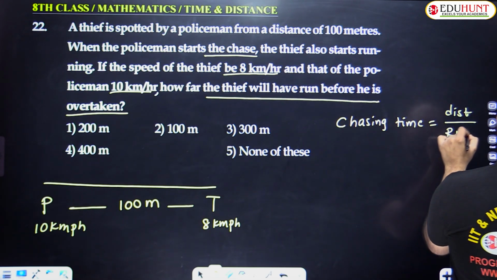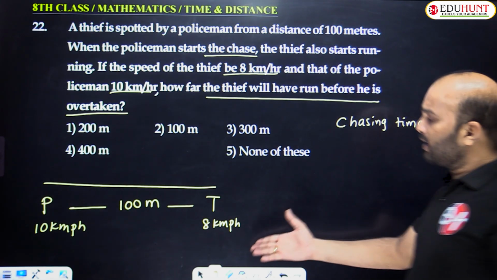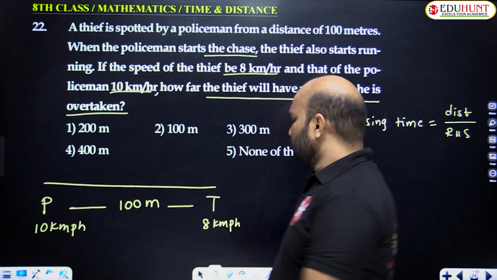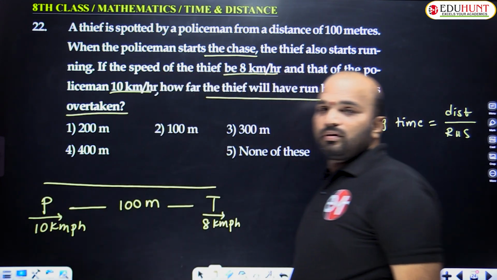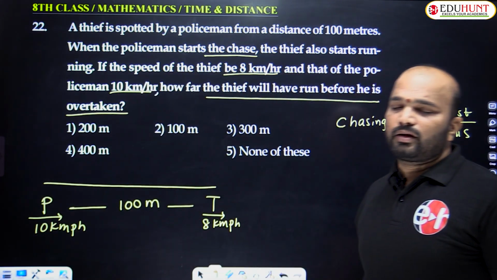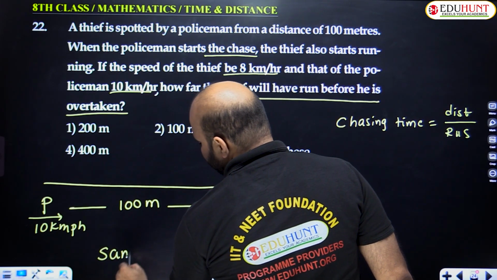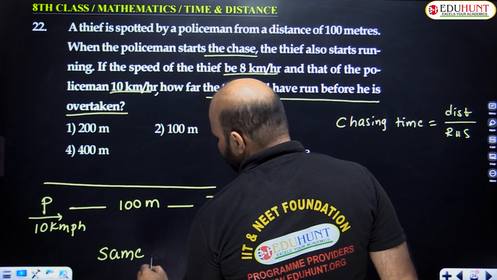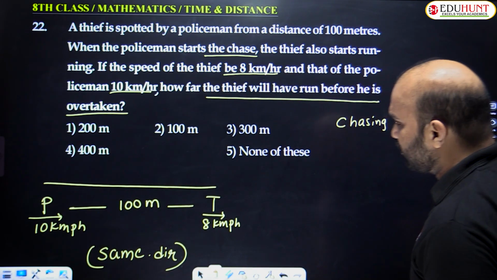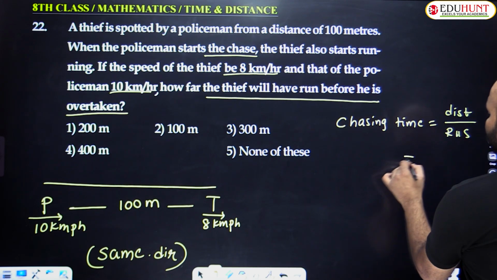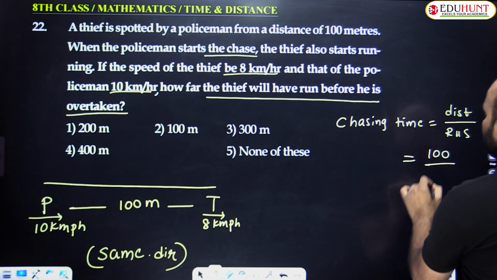Here relative speed is taken, not only speed, because there are two speeds. The thief and policeman run at the rate of 8 km per hour and 10 km per hour respectively in the same direction. So the direction is also the same. If two speeds appear in the same direction, then we have to take relative speed. Am I clear? So what is the relative speed? The difference of their speeds. The distance between them is 100 meters, already given in meters. Relative speed is 2 km per hour.